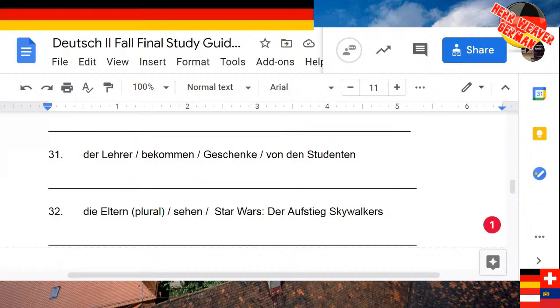Fahren becomes fuhr, F-U-H-R. It's in there. F-U-H-R. Drive, drove. Gefahren is have driven, but drove.